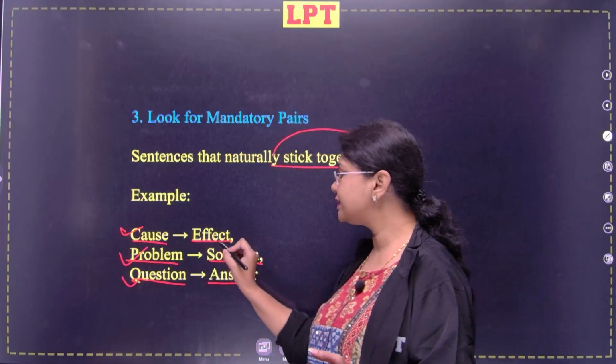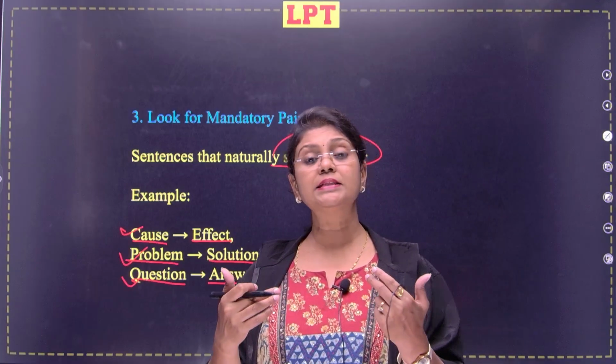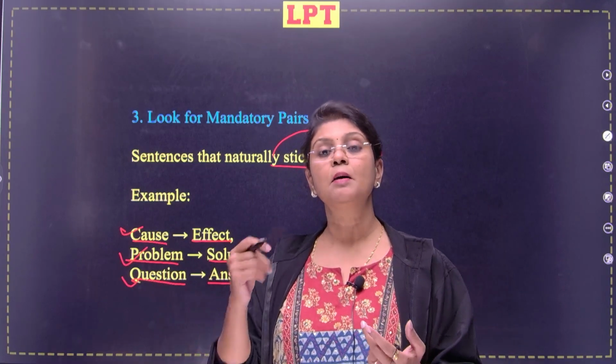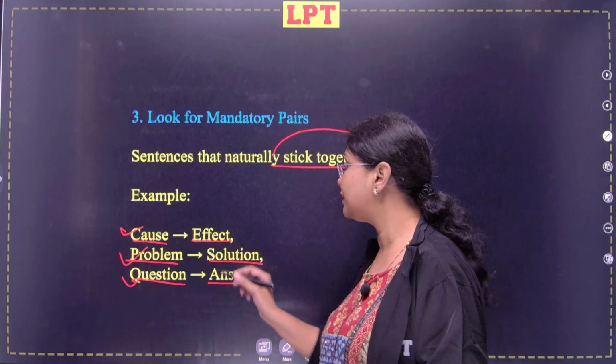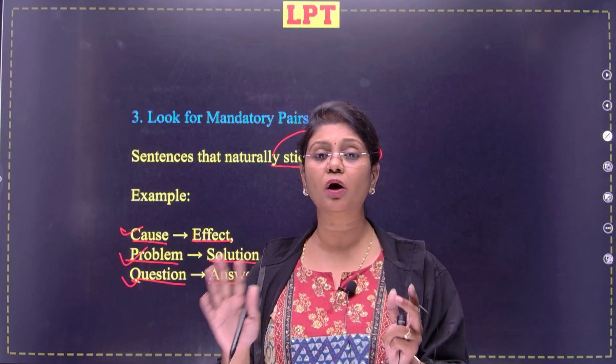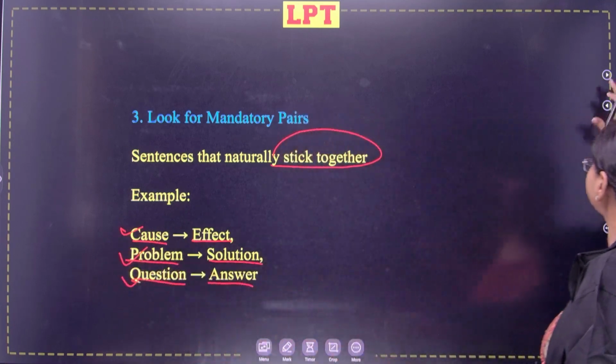So remember, cause and effect, problem and solution, question and answer form a mandatory pair. It is highly possible that there might be a sentence between these 2 sentences, but you would not have a case where the answer is given first and the question is given later. That does not form a logical flow of ideas. So remember these 3 pointers.